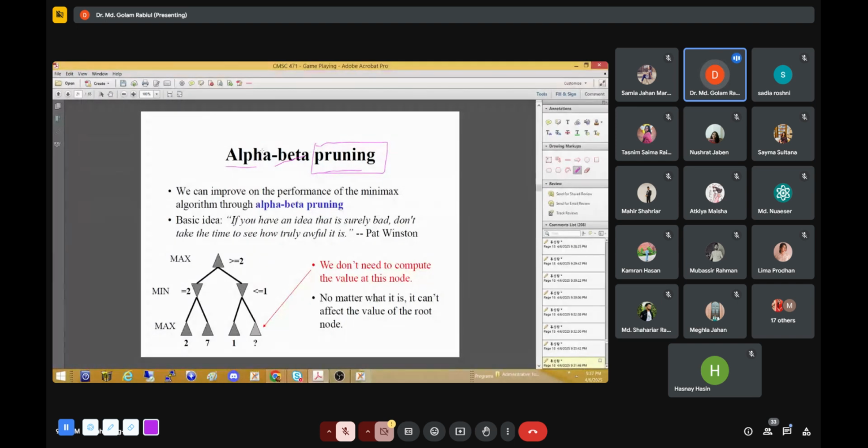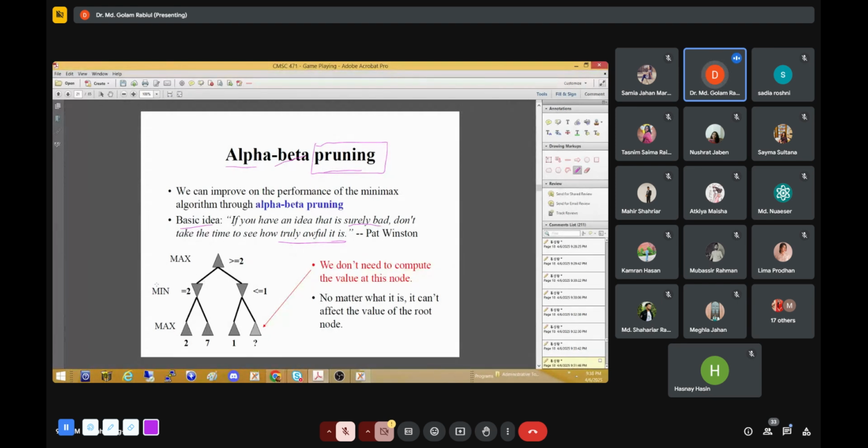So alpha beta pruning is an extension of our minimax algorithm. The basic idea is: if you have an idea that is surely bad, don't take the time to see how truly awful it is. That means if we already know we will not get a better value from this branch, then there is no need to explore that branch. Just cut it off. That's the philosophy here.